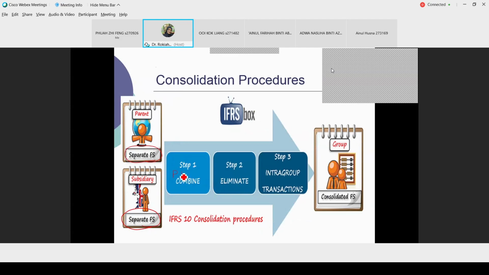So the parent's financial statement is going to combine with the subsidiary's financial statement. After they combine, they're going to eliminate. The thing that they're going to eliminate here is the investment by the parent, and then the second one that they eliminate here is the equity portions by the parent.